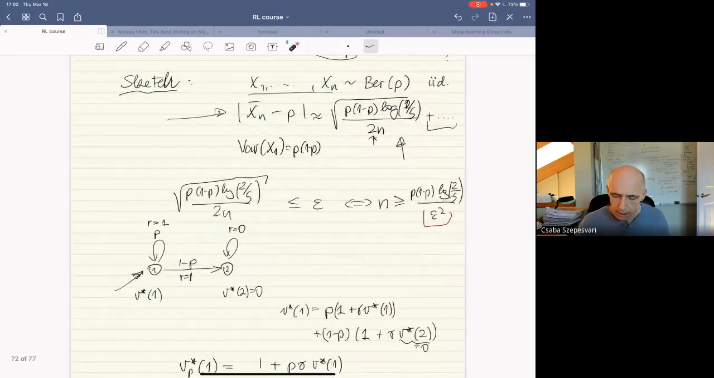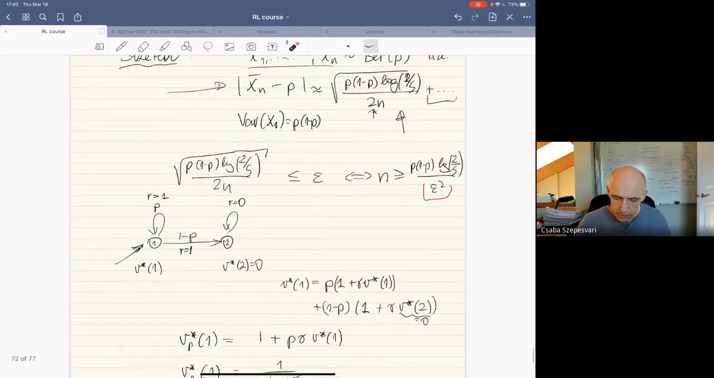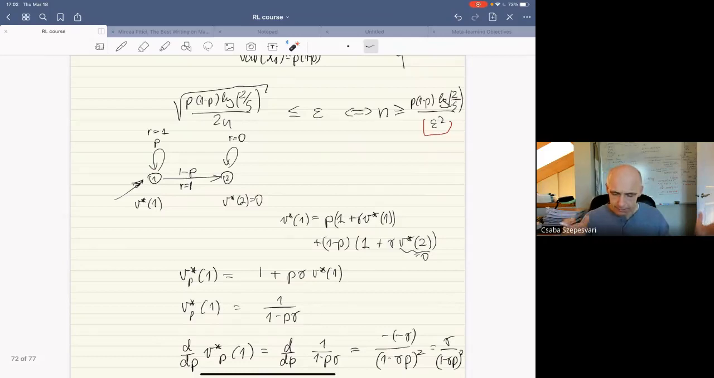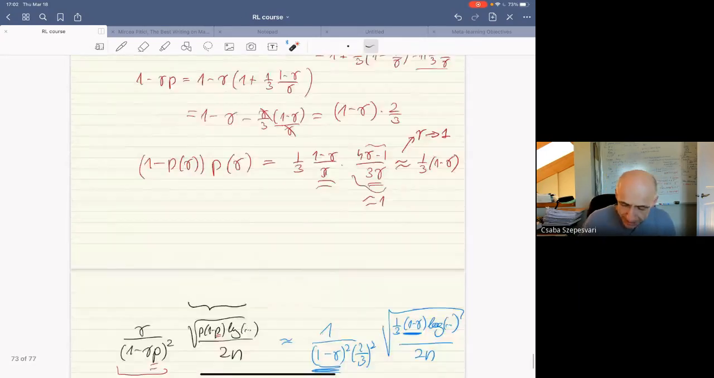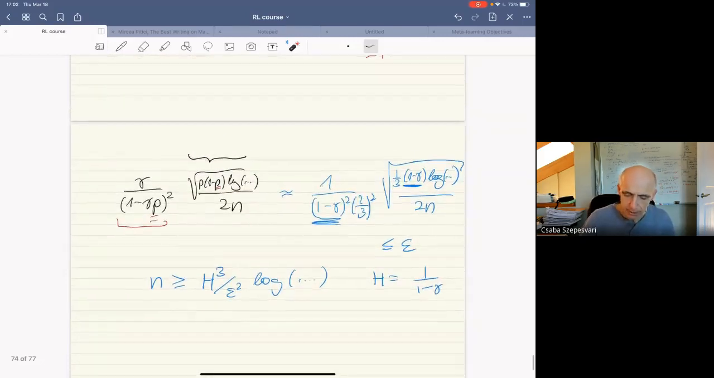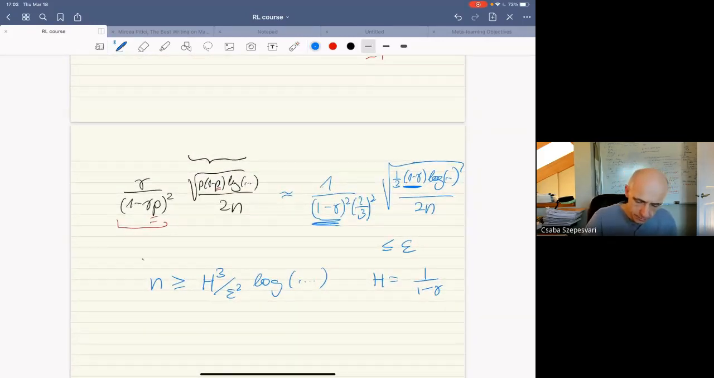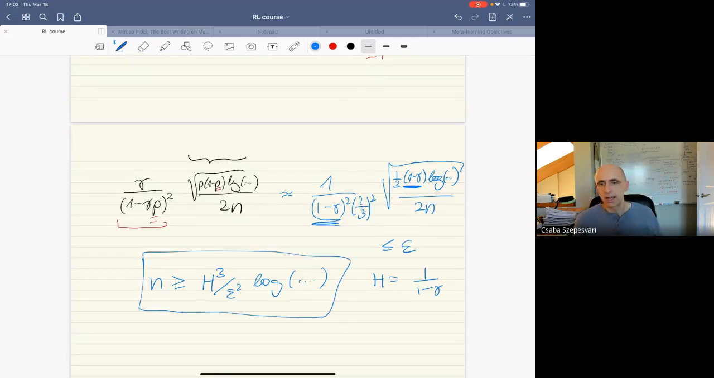But if you carefully calculate everything, then you see that the actual sensitivity is such that this 1 minus p, since p goes to 1, becomes the same thing as 1 minus gamma. And that's the heuristic reasoning. That's the end of heuristically reasoning about why the sample complexity is going to depend cubically on the horizon. So it's this value sensitivity to transition probability, transition parameters.